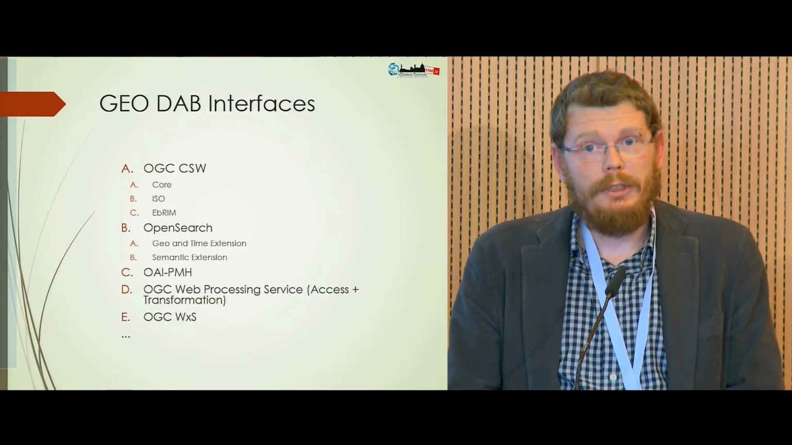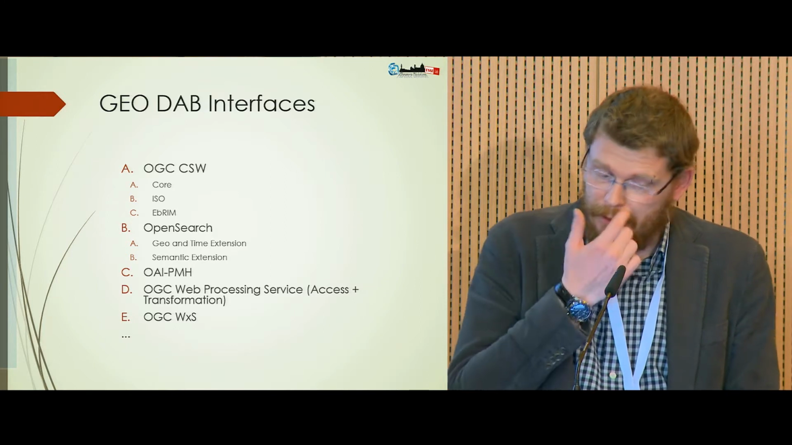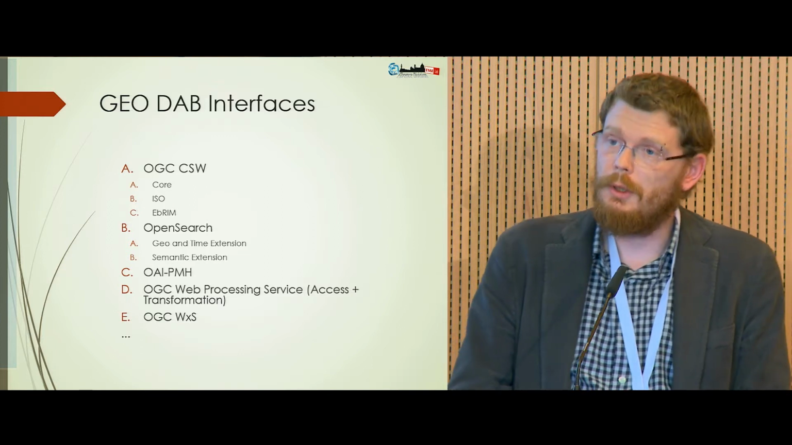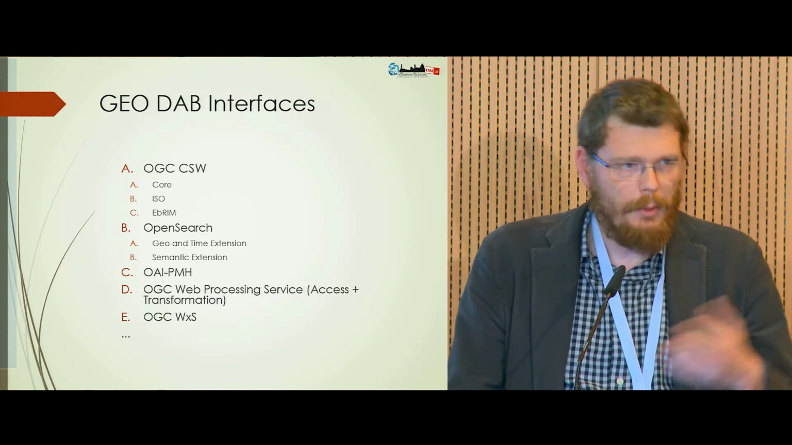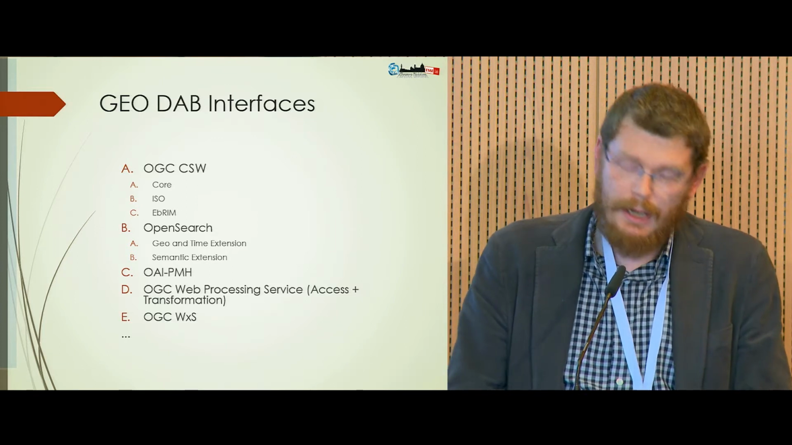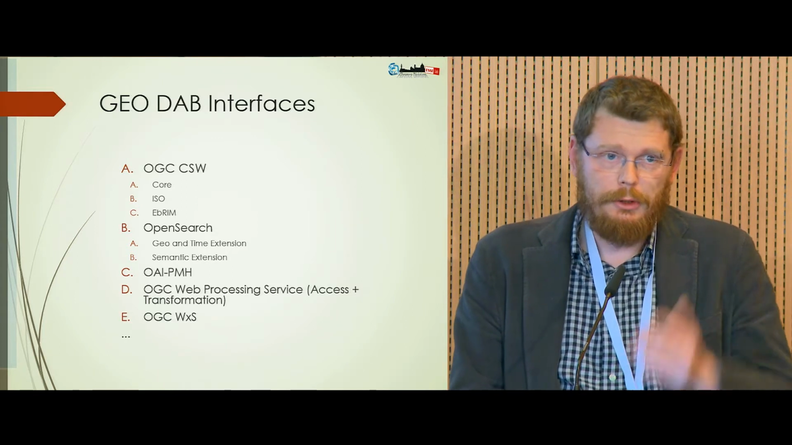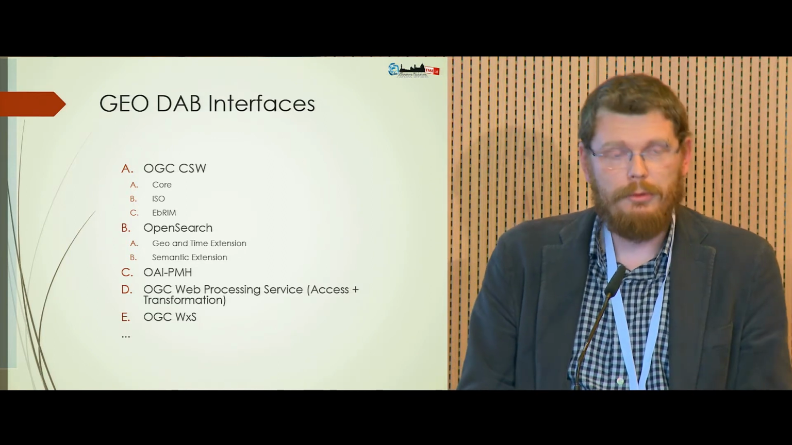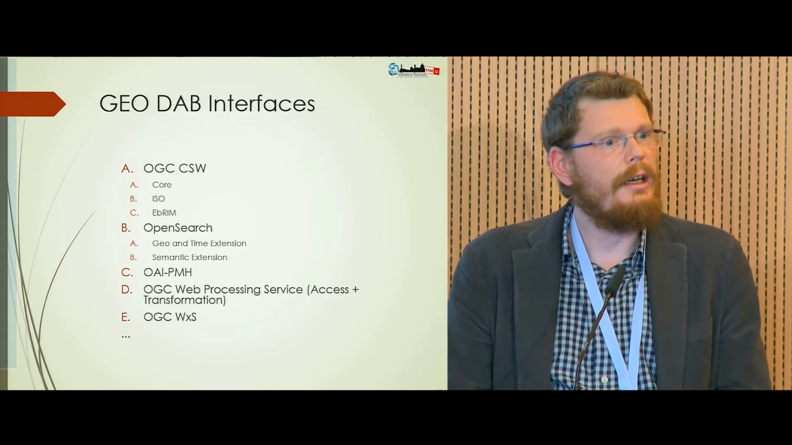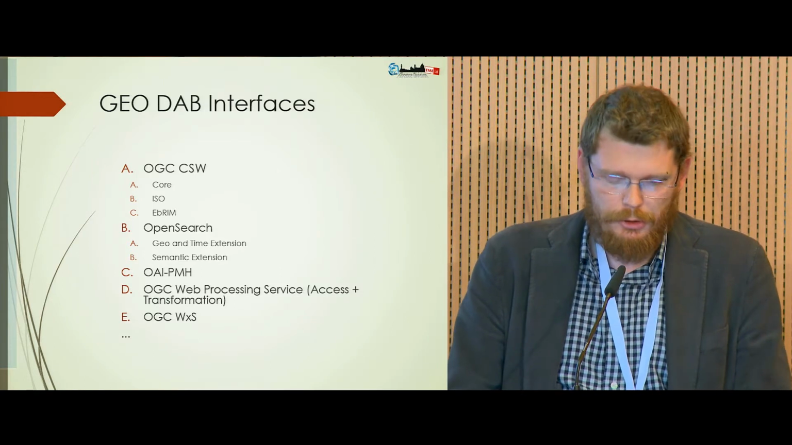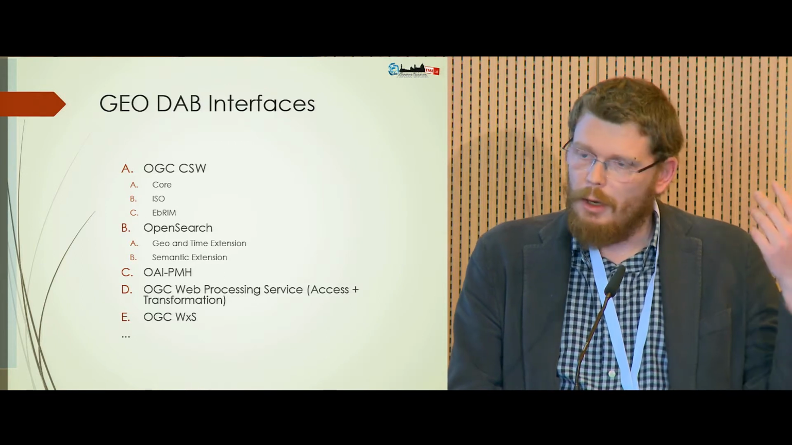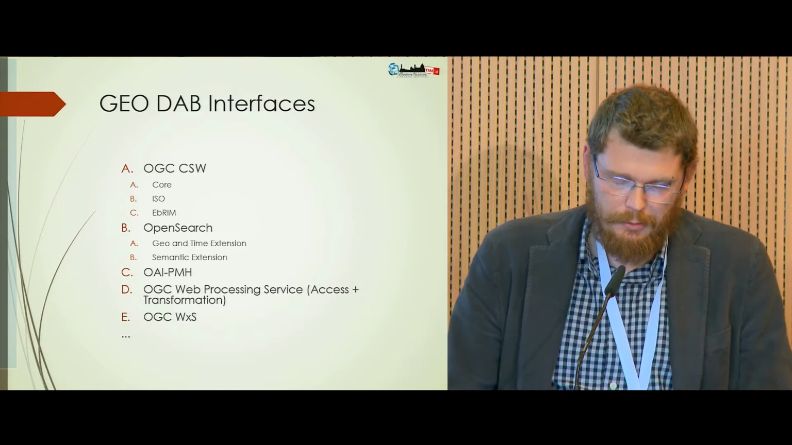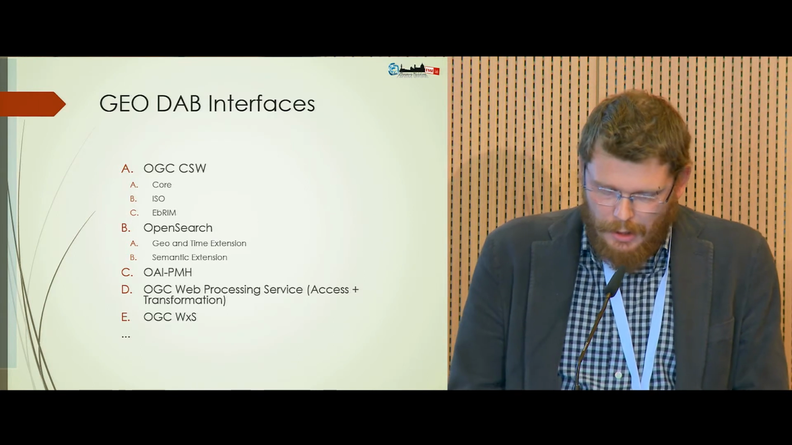The service interfaces provided by the GEO Discovery and Access Broker are several. Here I list some of the most widely used: the OGC Catalog Service for the Web with several application profiles, an OpenSearch interface, which by the way is the one used by the GEO's web portal, with an extension for providing semantic enrichment capabilities of the searches, then OAI-PMH, Web Processing Services, and other access services of the OGC standards suites.